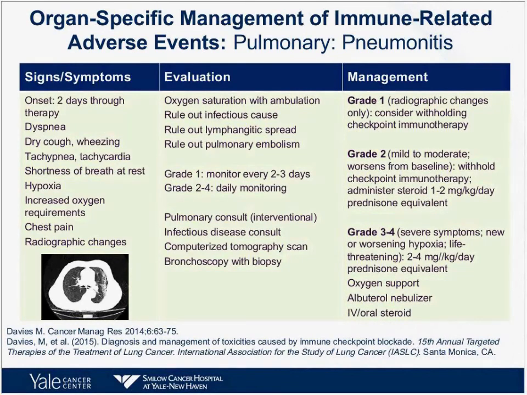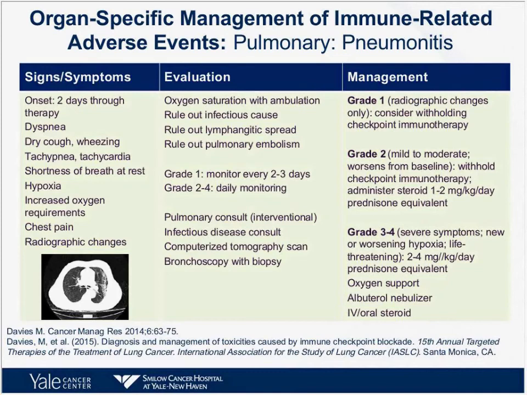For grade 2, which is mild to moderate worsening from baseline, you want to withhold the checkpoint therapy and in most cases administer steroids at 1 to 2 milligrams per kilogram per day of prednisone, whether that's IV or an oral equivalent. Typically, grade 2 can be monitored on an outpatient basis if the patient is hemodynamically stable.